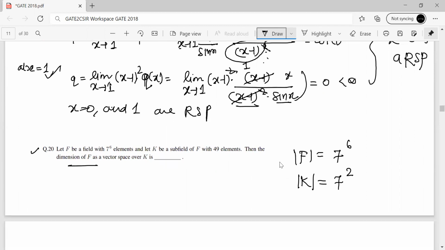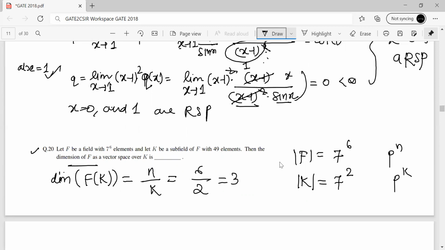So there is a simple formula to calculate the dimension. If you have a field of cardinality, say p power n, and a subfield of cardinality p power k, and you want the dimension of F over K, then it is simply n over k. So what is n here? 6, and k is 2. So the answer would be 3.